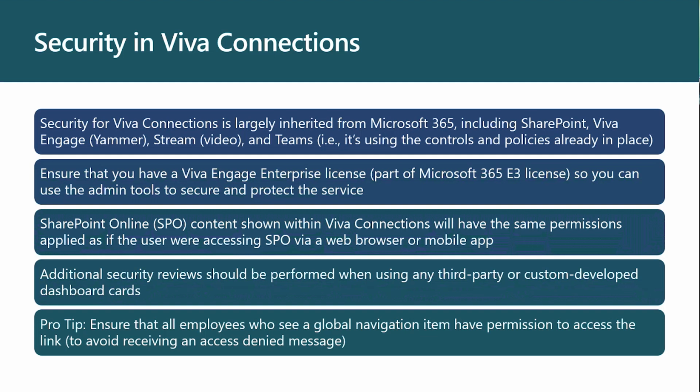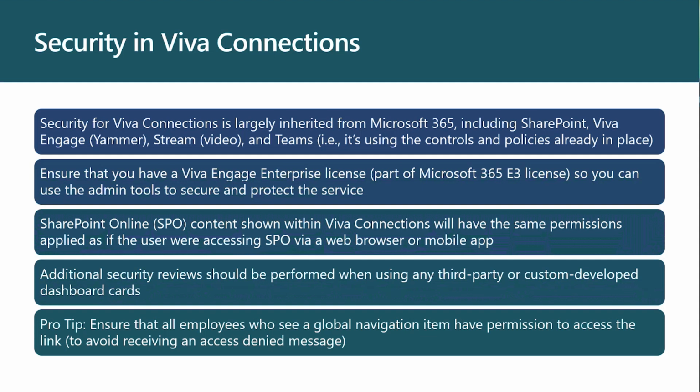For Viva Engage or Yammer, I think it's still in the admin center. It may be called a Yammer enterprise license, but make sure that it is assigned and in use, because that's the way you're able to use your admin tools to configure all of the security around the Viva Engage or Yammer service. It's included in, for example, your E3 license or E5 license. So it's already there, just make sure it's assigned and that those elements are set if you're using Viva Engage.